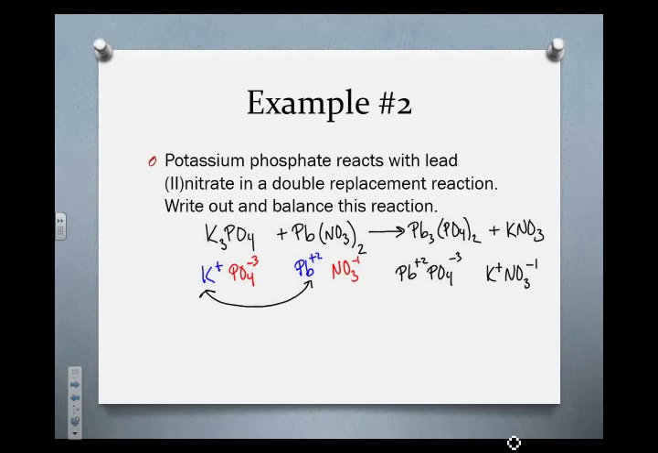Now I can go back and balance my chemical reaction, and I see that I will need 2 of these, so my phosphates balance, and 3 of those, so my leads balance, and that will mean that I need 6 potassium nitrates for the whole reaction to be balanced.